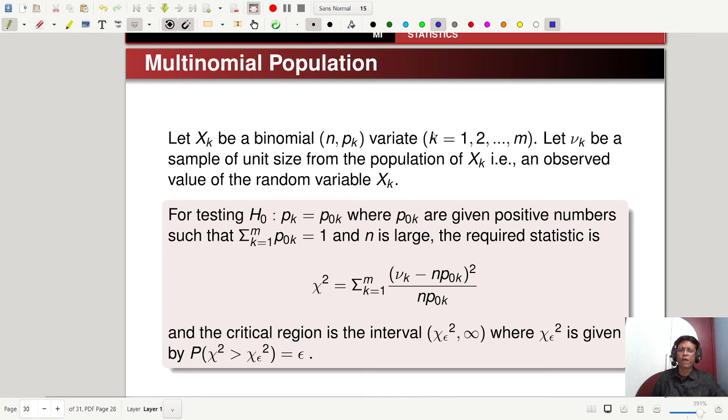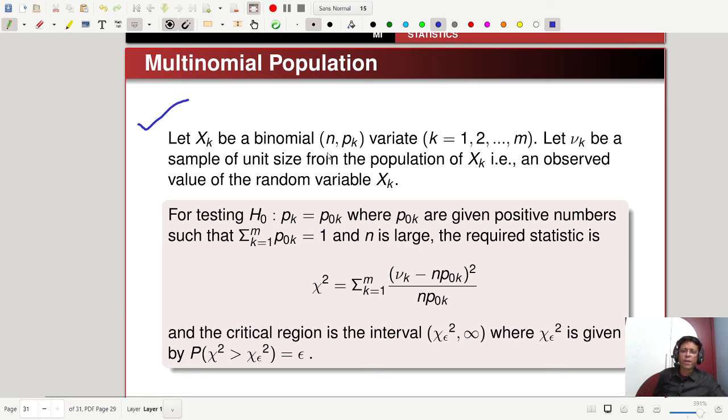And lastly, we discuss the multinomial population. This is the last one in my lecture today, but there are more: chi-square goodness of fit, and so on. All this maybe I will discuss in the lecture problems. If I discuss them with the problems, I will cover that portion then.